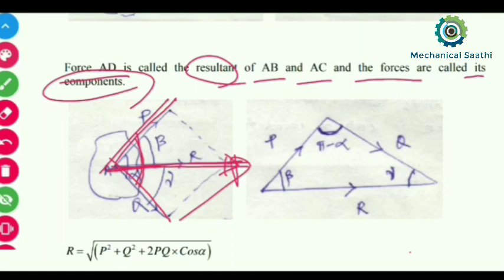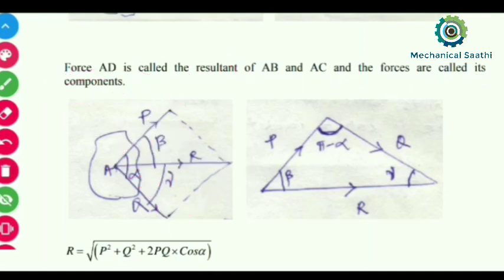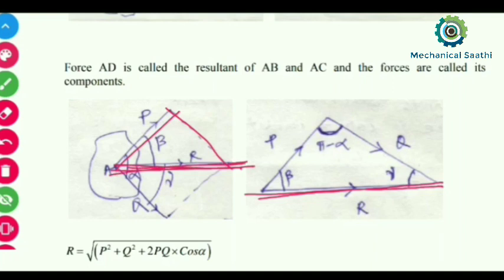Let us see. Let this angle be beta and this angle be gamma. Now let us try to reconstruct the triangle over here so that we can get this value R. This magnitude R is what we need to calculate, and this is P. We have constructed this line over here.